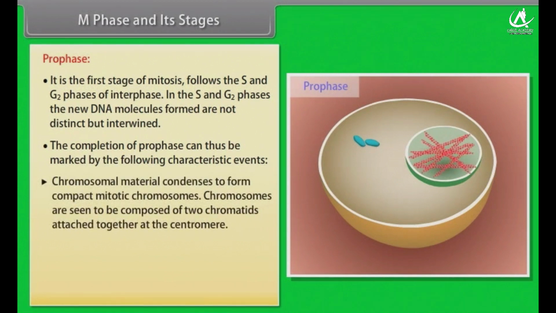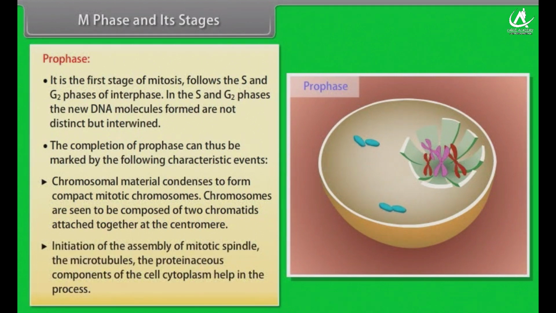Chromosomal material condenses to form compact mitotic chromosomes. Chromosomes are seen to be composed of two chromatids attached together at the centromere. Initiation of the assembly of mitotic spindle; the microtubules, the proteinaceous components of the cell cytoplasm, help in the process.